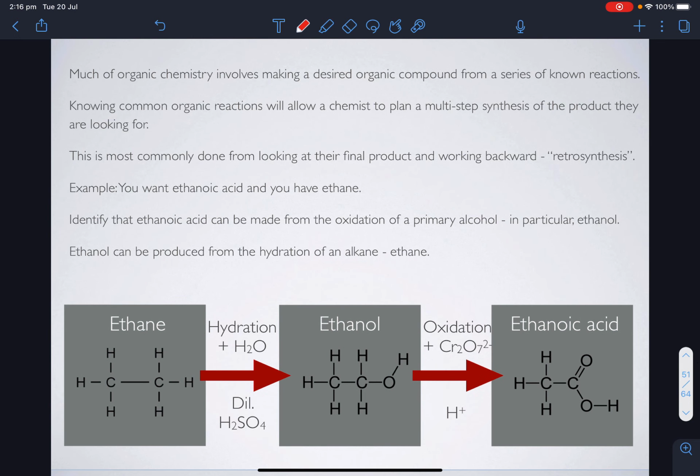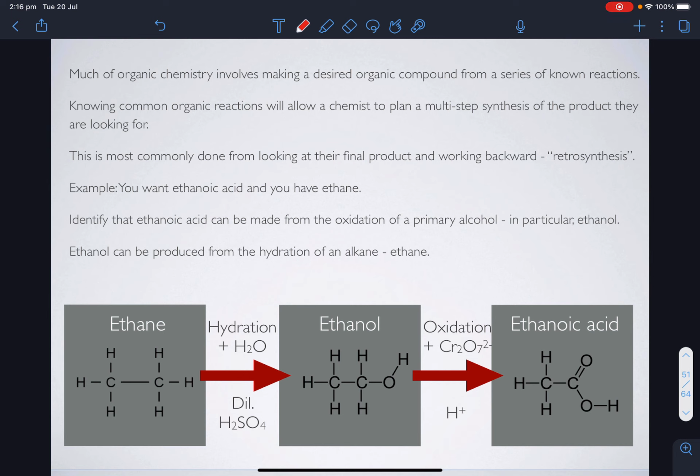So much of organic chemistry involves making a desired chemical compound, and you need to use a series of reactions to get there. So knowing common organic reactions will allow chemists to plan a multi-step synthesis to the product they're looking for. Okay? Mostly, the most common way of doing this is backwards. So taking the final product and simplifying it and working through a series of reactions backwards until you get a simple molecule that you can buy off the shelf. And this process is called retrosynthesis. So synthesis backwards, retro.